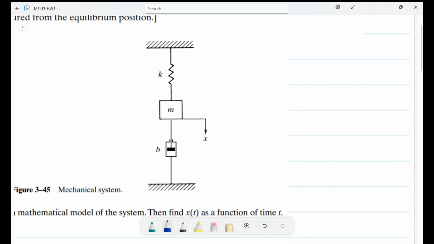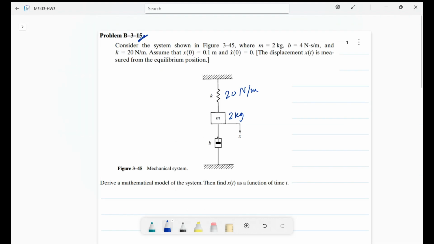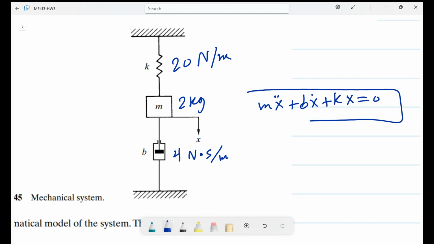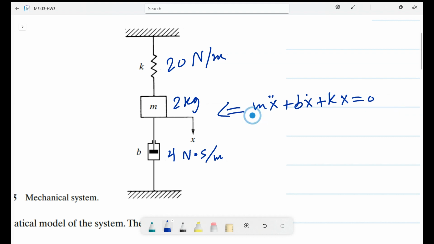Okay, so we have 2 kilogram here, 20 newton per meter, and we have here, how much was it? 4 newton second per meter. Usually the equation of motion for such a system, which is a damper mass spring system, is like this: m x double dot plus b x dot plus k x equal 0. This is the mathematical model for such systems. But if you want to derive it or prove that this is correct, we will do it now.